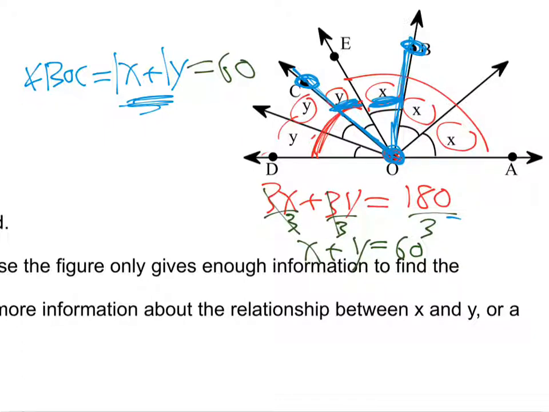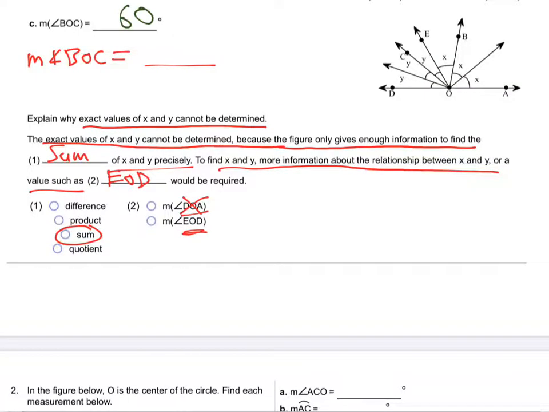So we can figure out BOC. We still can't find x alone or y alone, but we can find x plus y. Does that make sense there? Thank you for that. I was going to skip right over that. So it must be 60.